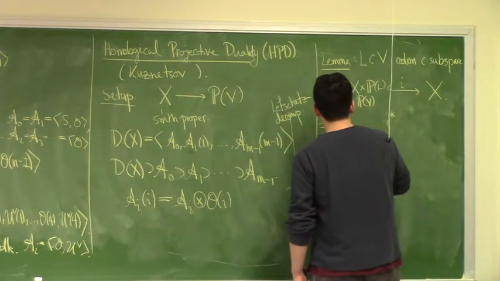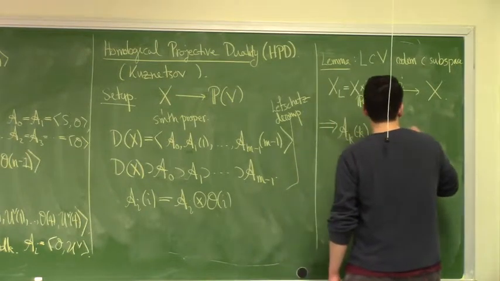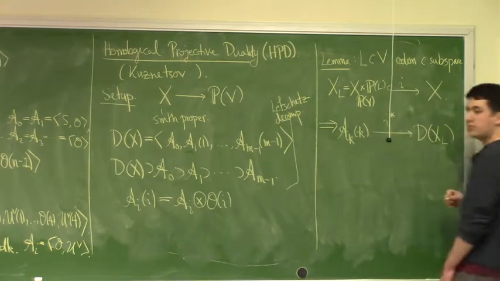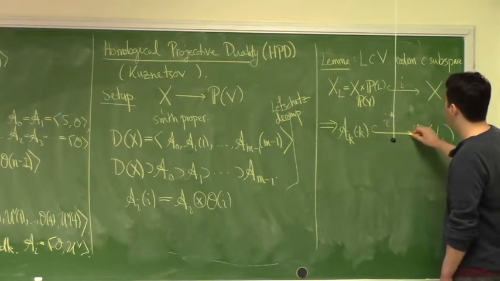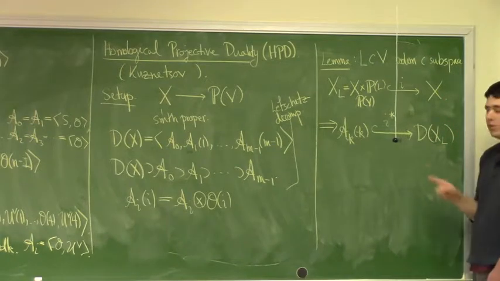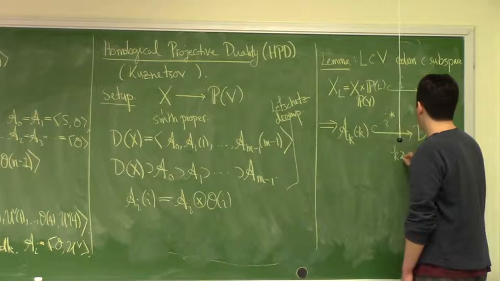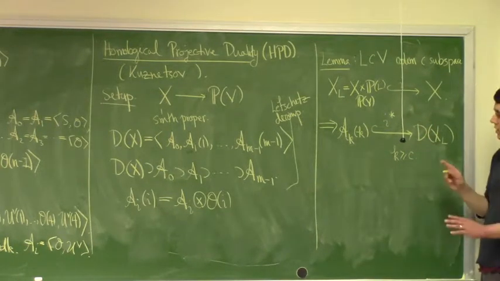So I can restrict it to, say, A_k twisted by k, and I can look at what this functor does when you restrict to X_L. And the first statement of the lemma is that this is a fully faithful embedding of A_k twisted by k into D of X_L, as long as k is bigger than or equal to the codimension c. Okay? So that's the first part of the lemma.